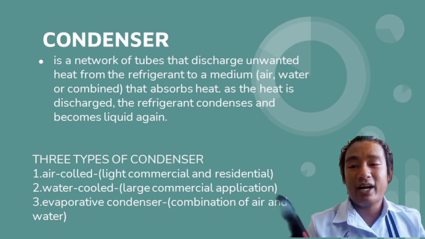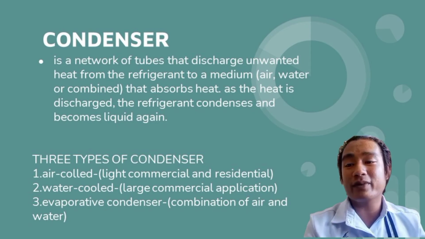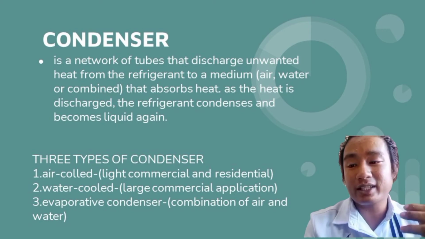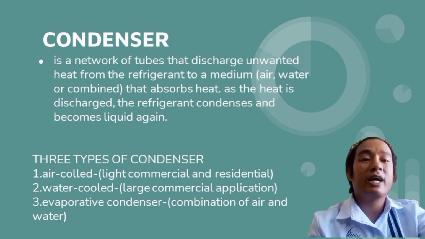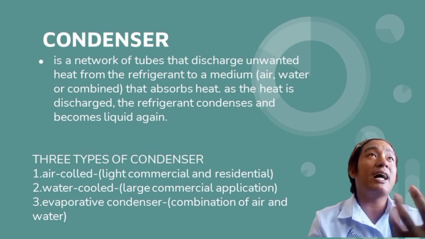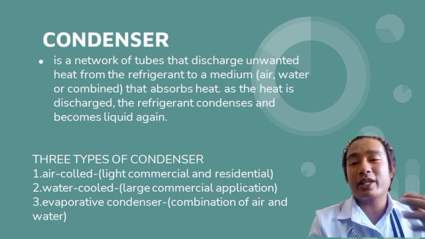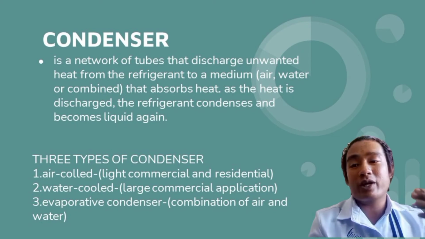Next is the condenser. The condenser is a network of tubes that discharges unwanted heat from the refrigerant to a medium, for example air, water, or a combination of air and water that absorbs the heat. As the heat is discharged, the refrigerant condenses and becomes liquid again. So for example, when the room is so hot, the condenser absorbs all the hot air and converts it to liquid again. There are three types of condensers: air-cooled, water-cooled, and evaporative condenser.